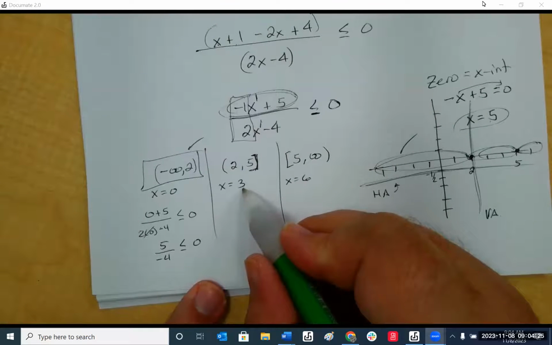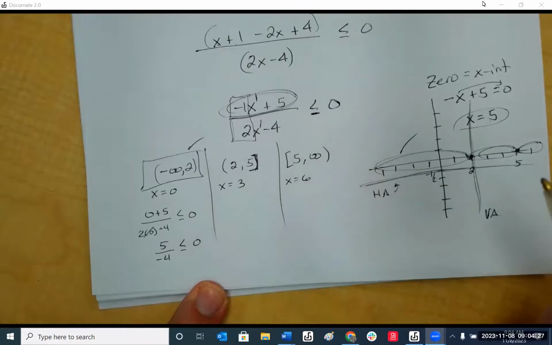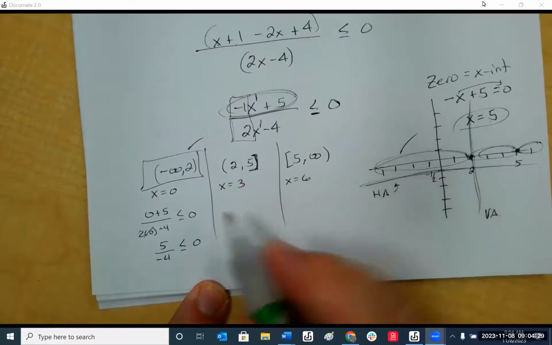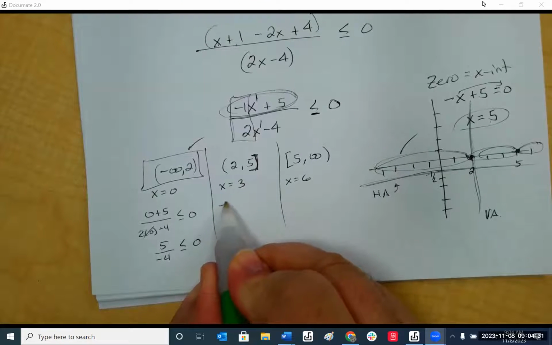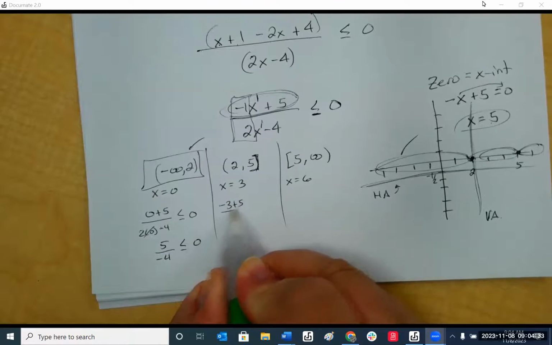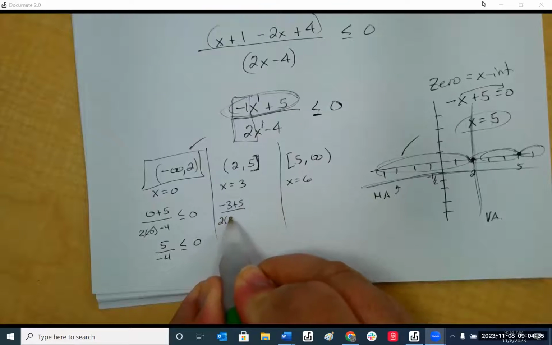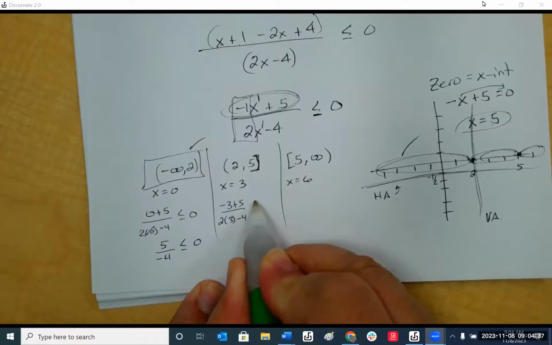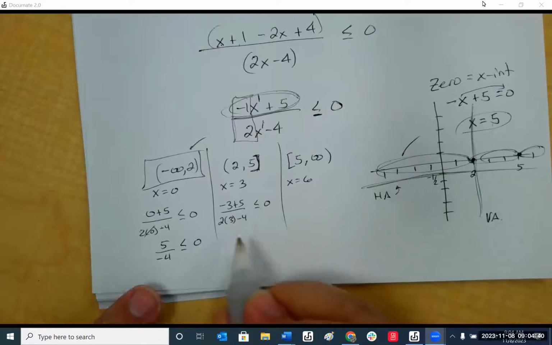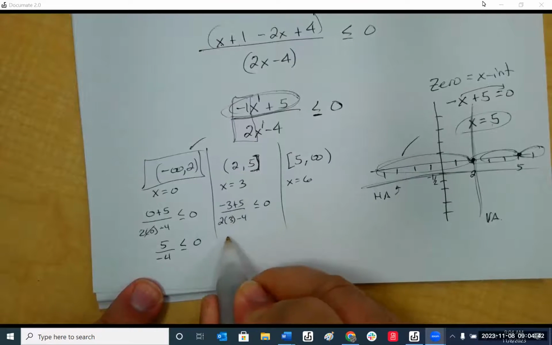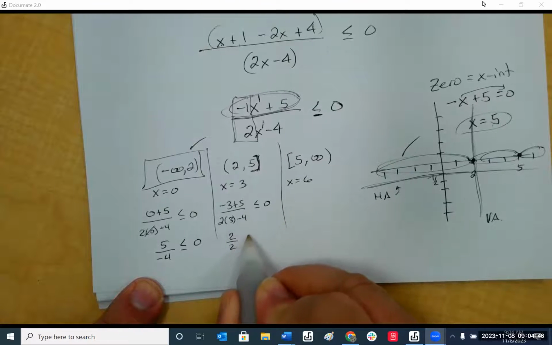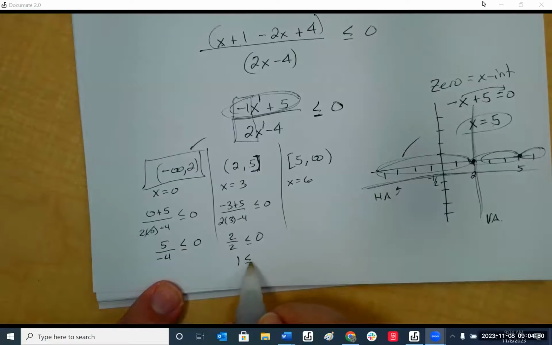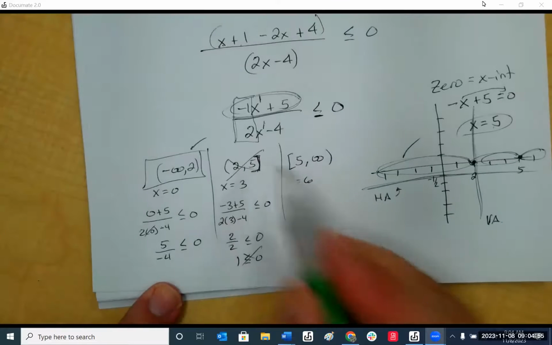How about here? So we have 3 plus -... -3 plus 5 over 2 times 3 minus 4. Negative 3 plus 5 is 2. 6 minus 4 is 2. Is 1 less than or equal to 0? No. So we can't use that one.